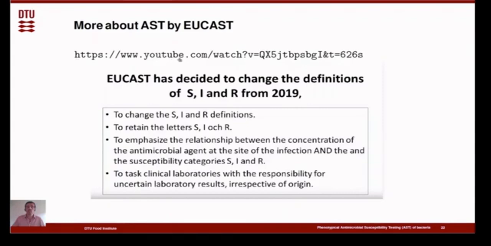If you want to learn more about this, please go to this YouTube video where you will learn more about this categorization explained by EUCAST, one of the executives. And this area of uncertainty is also explained in more detail. I encourage you to visit this video and learn more about this categorization.